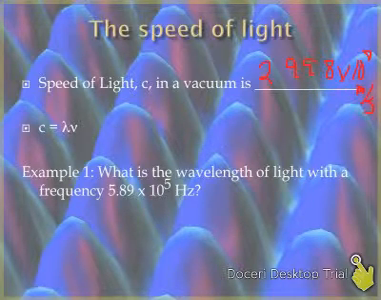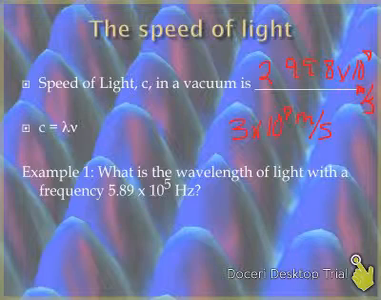And meters per second. But again, like I said, for these calculations, we're going to make our lives a little bit easier, and we're going to use 3 times 10 to the 8 meters per second. That 1/1000th of a place is not going to affect our calculations that much. Okay. All right, so here we see the equation again for the speed of light, and let's do an example.